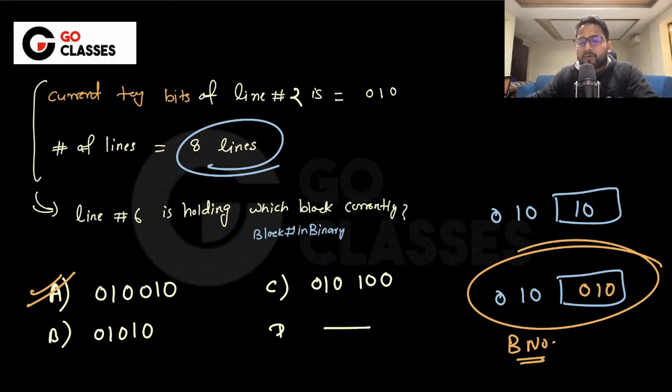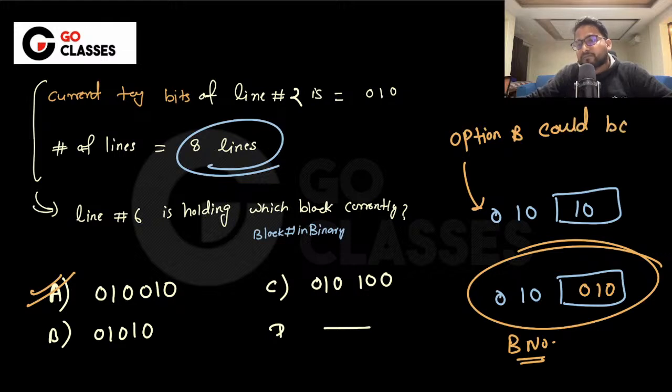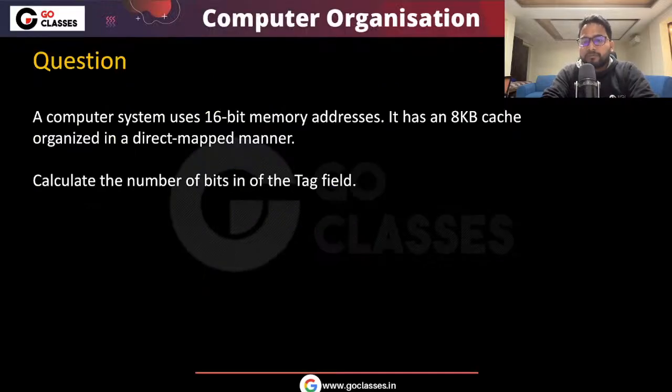Is this understood to everyone or not? As a silly mistake, you might end up doing B as the answer. Option B could be the silly mistake. You can directly say, okay, 1 0 is the line number, so that's why I should say option B. That's why I'm just warning you. Okay, is this understood? Now let's move further.